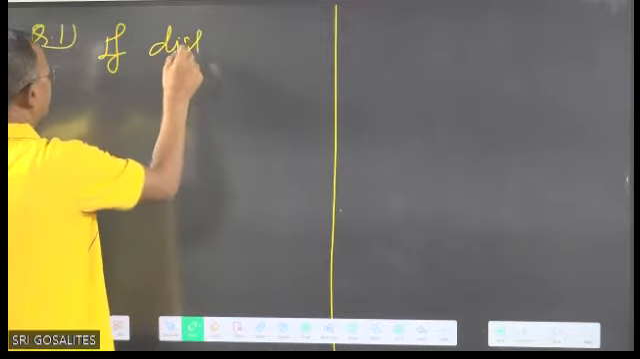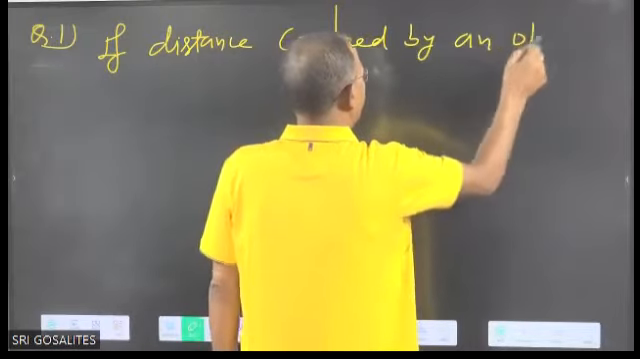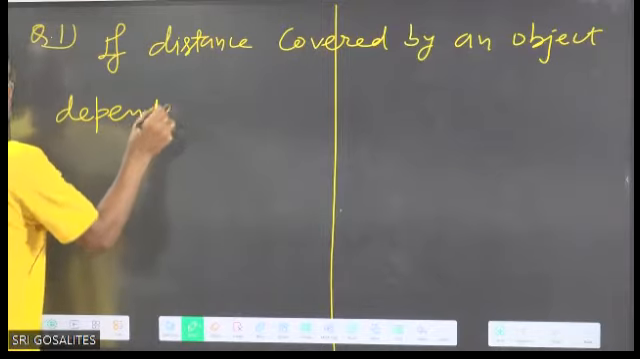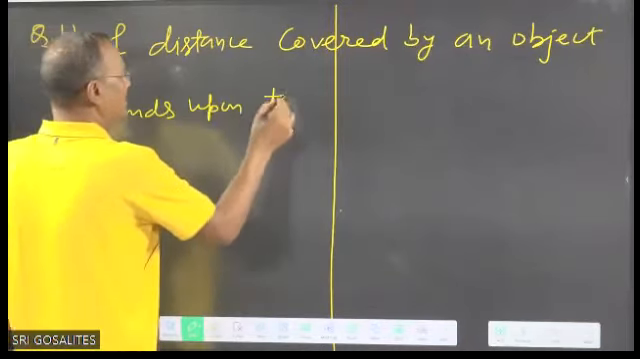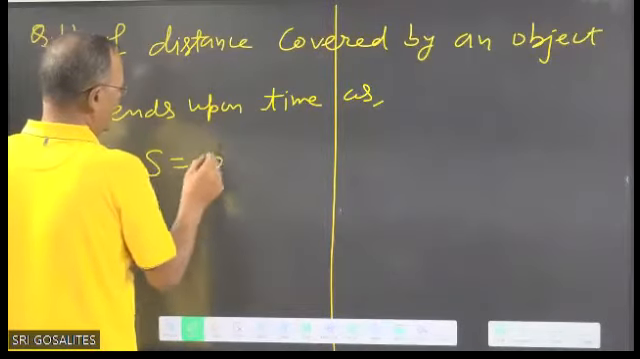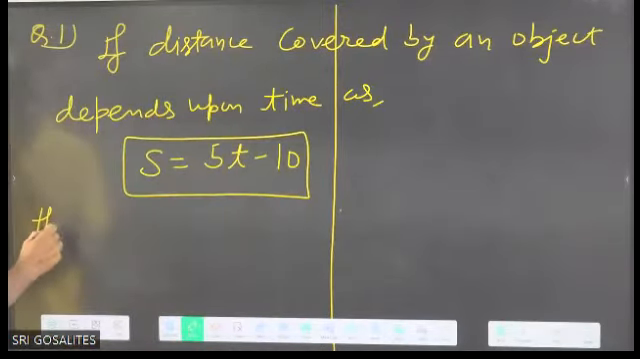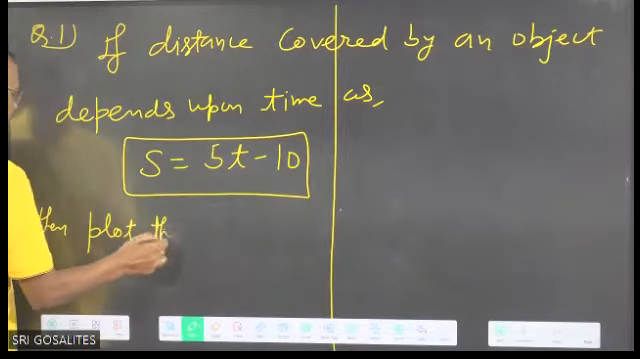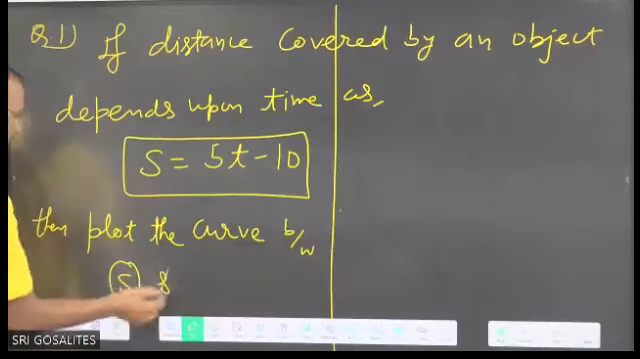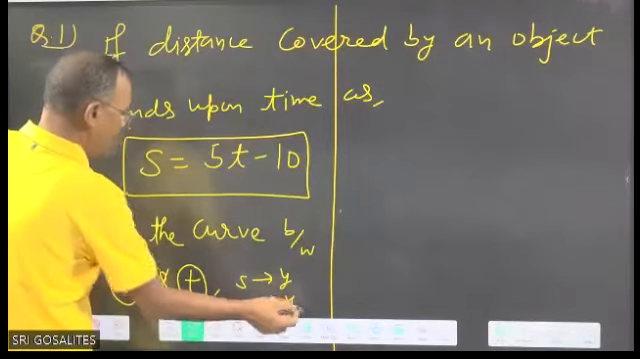If distance covered by an object depends upon time as s = 5t - 10, then plot the curve between s and t, where s is to be taken on the y-axis and time over the x-axis.